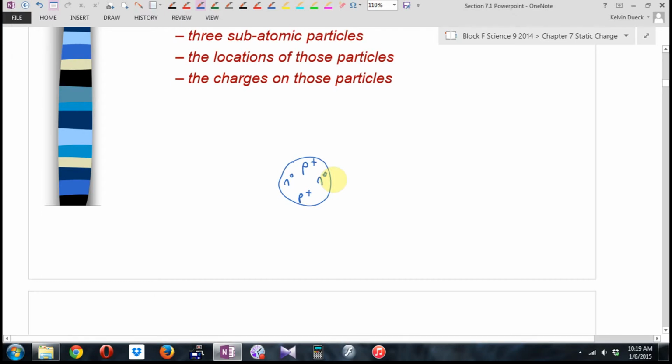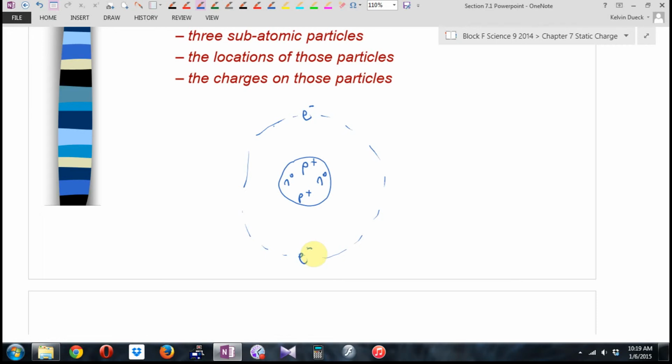What's outside the nucleus in shells? Electrons. So let's put a little E minus there, little E minus there. In fact, I think this is a helium atom. Does helium have 2 neutrons? Yeah, there's a helium atom. 2 protons, 2 neutrons in the nucleus, and 2 electrons. We could do more. But what I want you to notice is location, location, location.